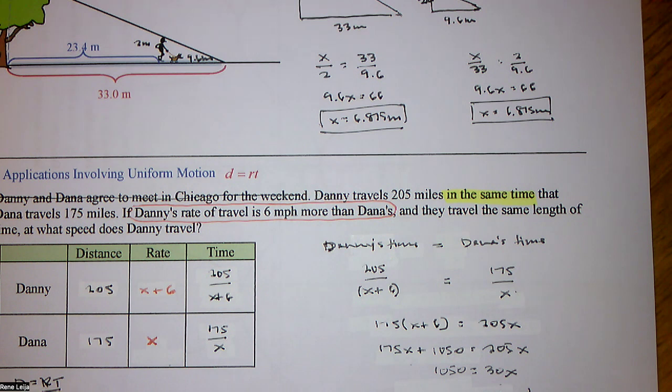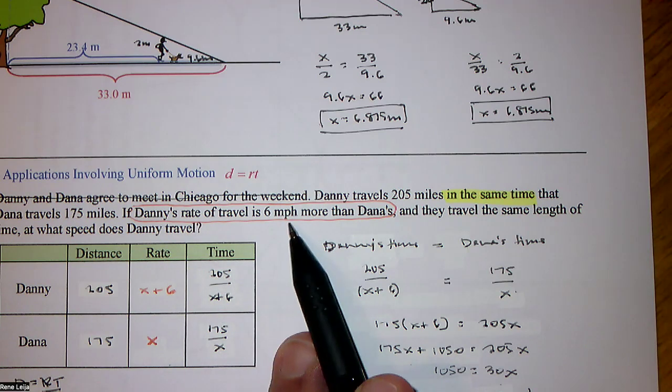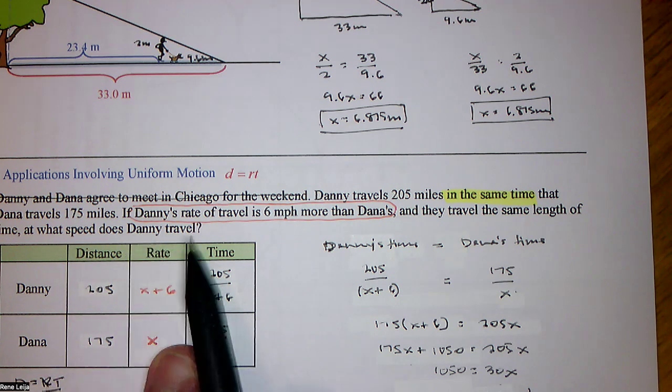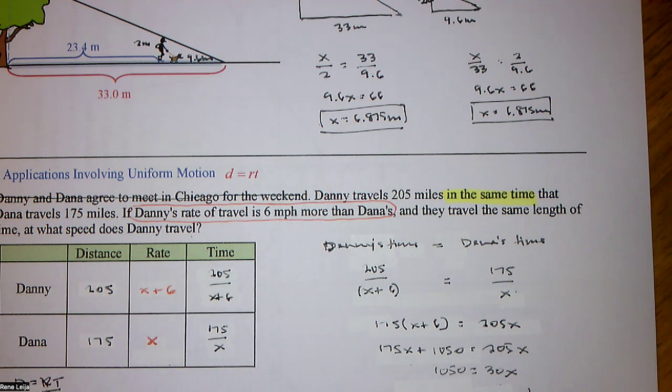Well, no, we're not, because we need to answer the question that said, if Danny's rate of travel is 6 miles per hour more than Dana's and they travel the same length of time, at what speed does Danny travel? They want to know what Danny's speed is. So Danny's speed is going to be 35 plus 6, which is 41 miles per hour. And that's our answer.